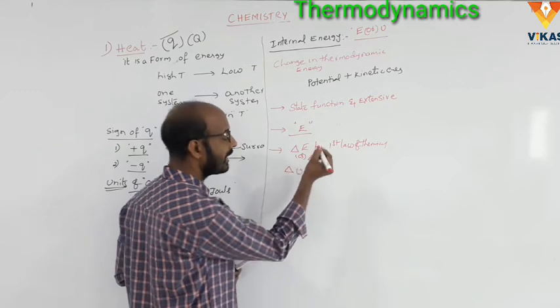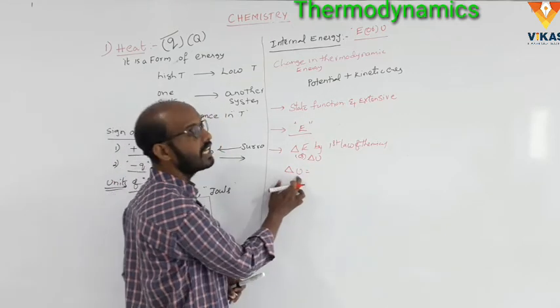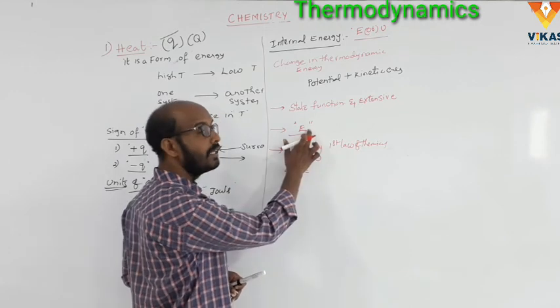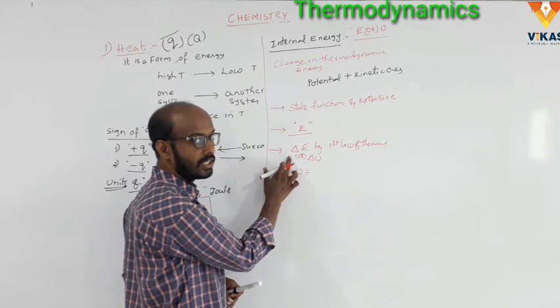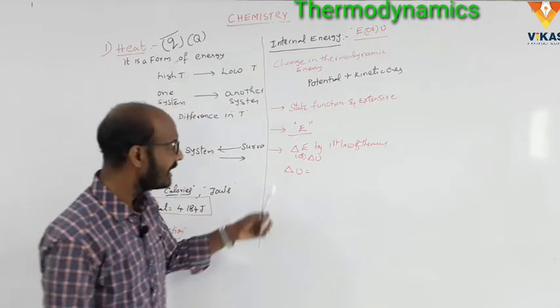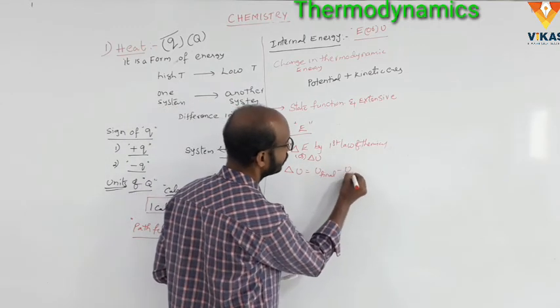What is the meaning of delta U? Change in the internal energy. We cannot calculate the absolute value of E, but we can determine the change in the internal energy based on the first law of thermodynamics. So what is delta U? It is U final minus U initial.